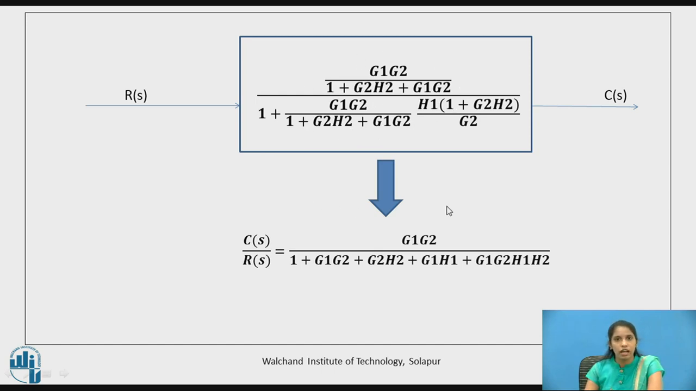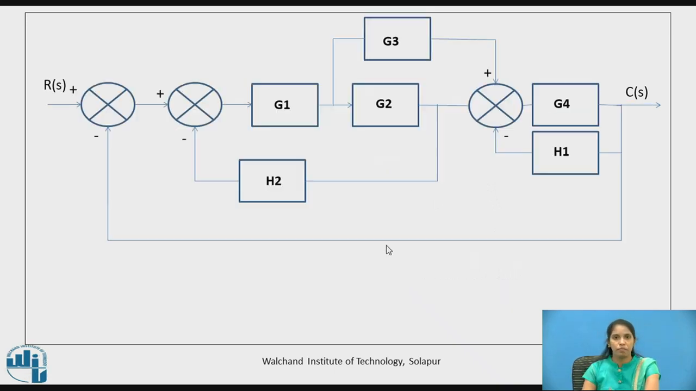So this is how it is simplified into a single block, and now we get the ratio C(s)/R(s) equal to G1G2 upon 1 + G1G2 + G2H2 + G1H1 + G1G2H1H2. So this is how it can be simplified into a simple form.